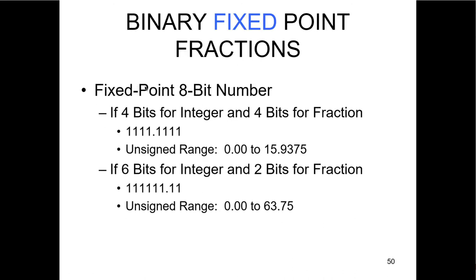So now, if we add in 4 bits of integer and 4 fractional portions, we have an 8-bit fixed point fractional number. If it's unsigned, we can represent 0 to 15.9375. If we do 6 bits for integer and 2 bits for a fraction, then we can go from 0 to 63.75. Okay.